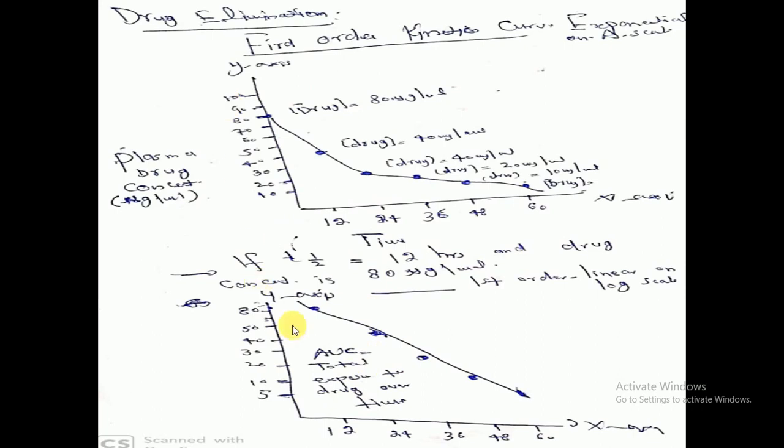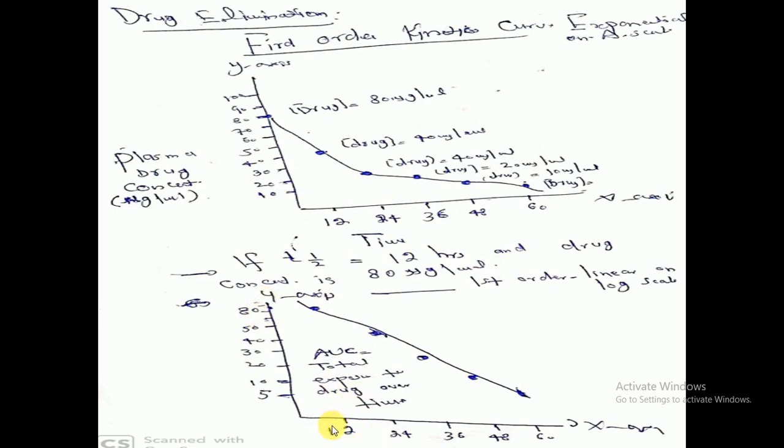Now look at here, the same case: area under the curve, which is the total exposure to the drug over time. Here this is the first order, linear on logarithmic scales, and this is exponential. So it's the same; you can say the plasma drug concentrations are mentioned here: from 5, 10, 20, 30, 40 up to 80, and here this is the time which is mentioned here.